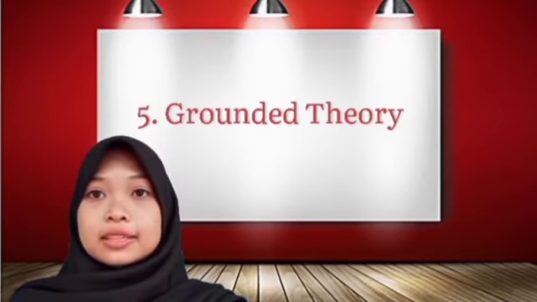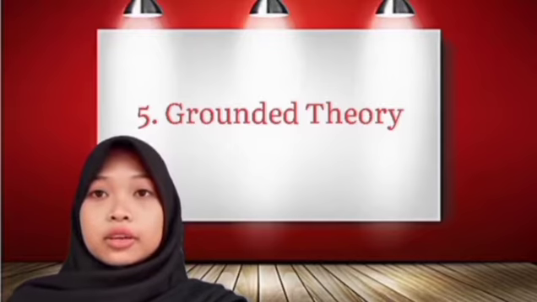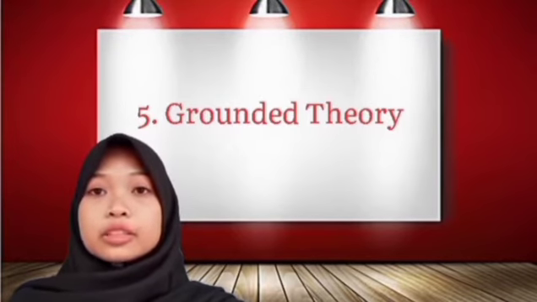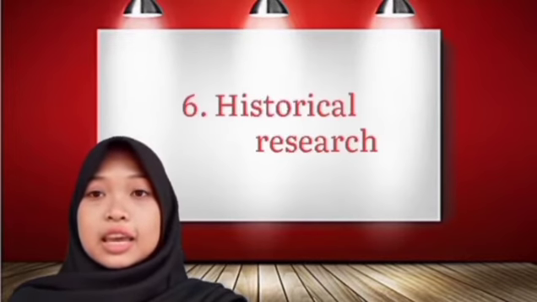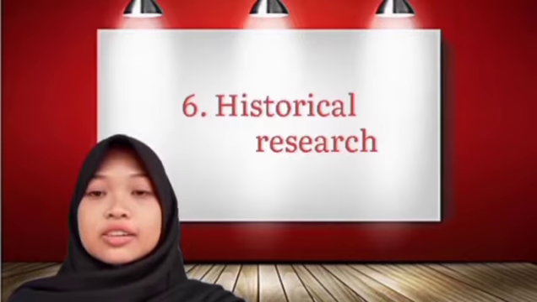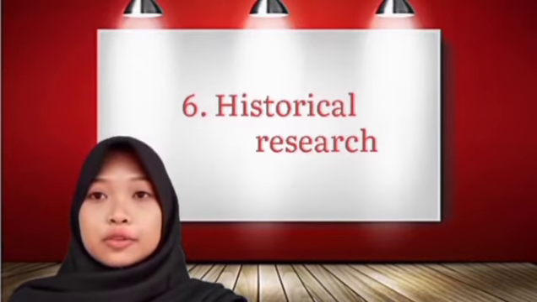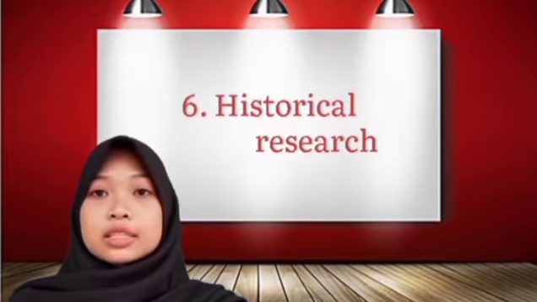And number 5 is grounded theory. Grounded theory research is designed to develop a theory of social phenomena based on the field data collected in a study. Experience with the data generates insights, hypotheses, and questions, which researchers pursue with further data collection. Number 6 is historical research. Historical research analyzes documents and artifacts or uses interviews with eyewitnesses to gain insight into past events.